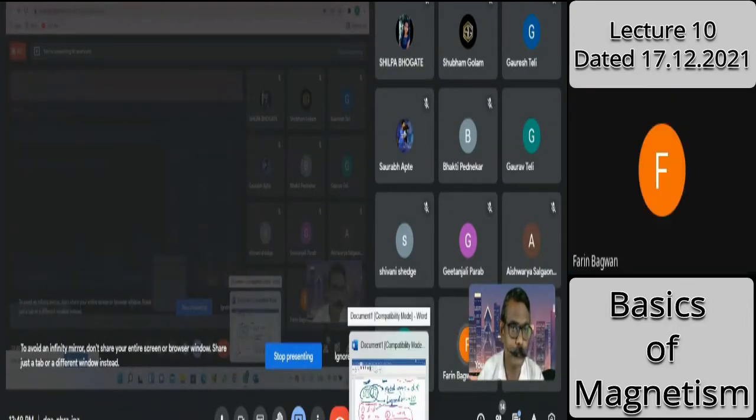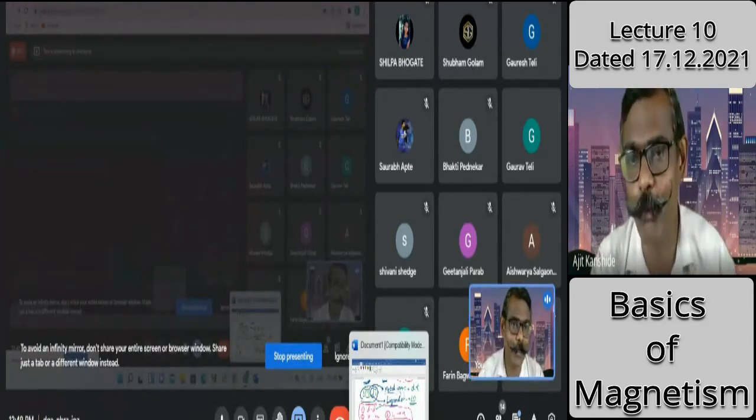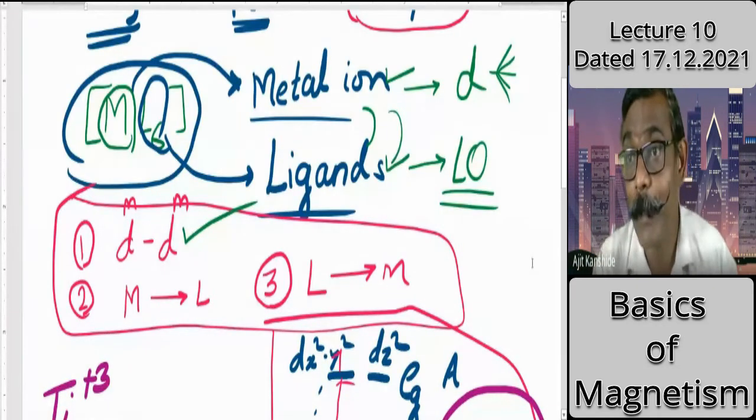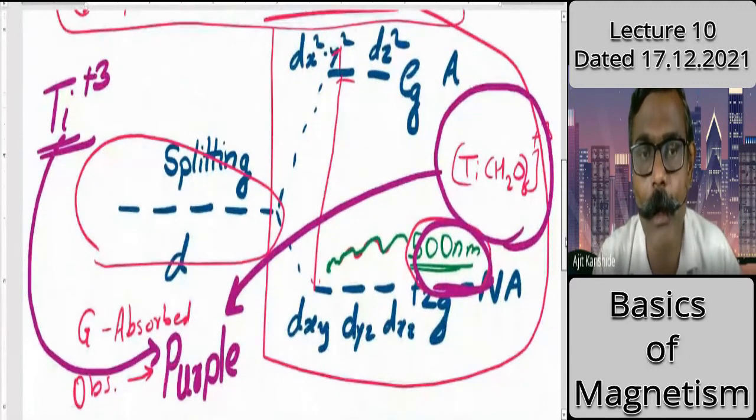Absorption. Absorption of light. Yes, absorption was the answer. But at that time, somebody answered unpaired electron necessary. Who said that? Gaurav, no? Yes, Gaurav. Actually, you're right. But for which kind of transition? DD transition. Unpaired electron is necessary. Gaurav, are you following what I'm saying?